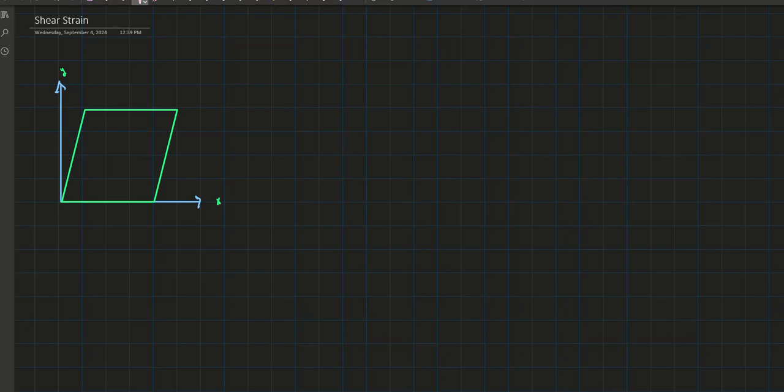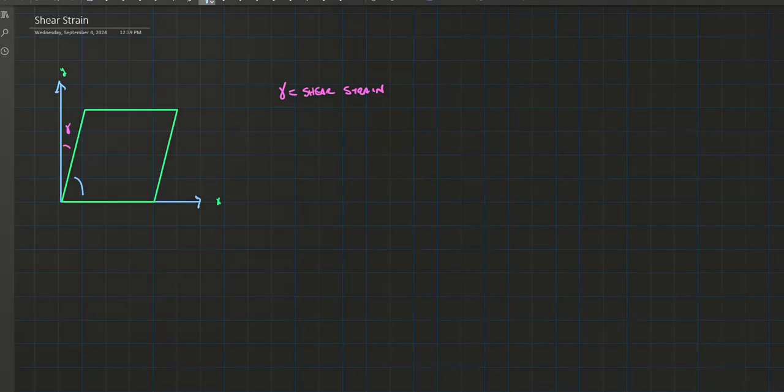This angle here is gamma, and we call gamma the shear strain. So if that's gamma, this is pi over 2 minus gamma. And this angle is pi over 2 plus gamma.